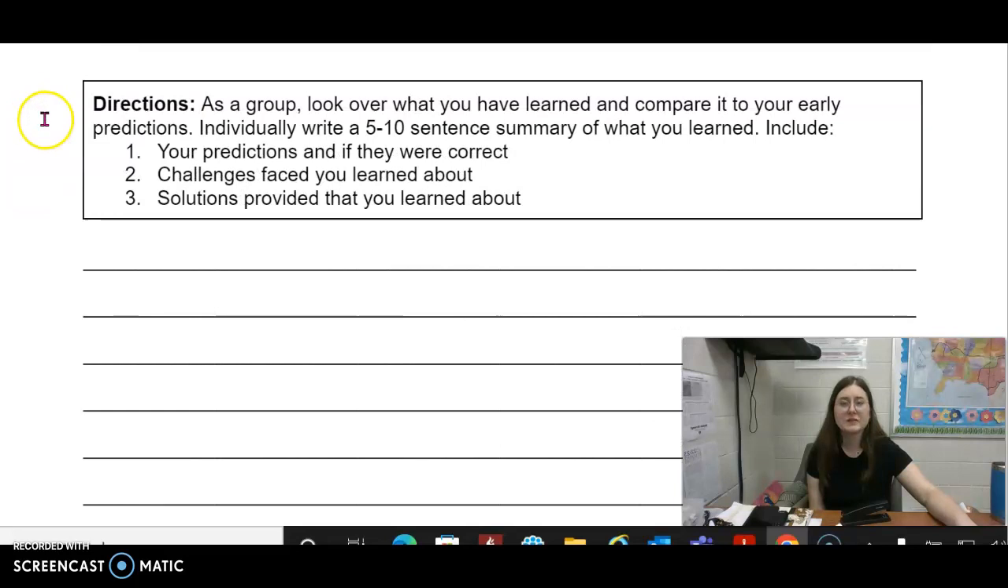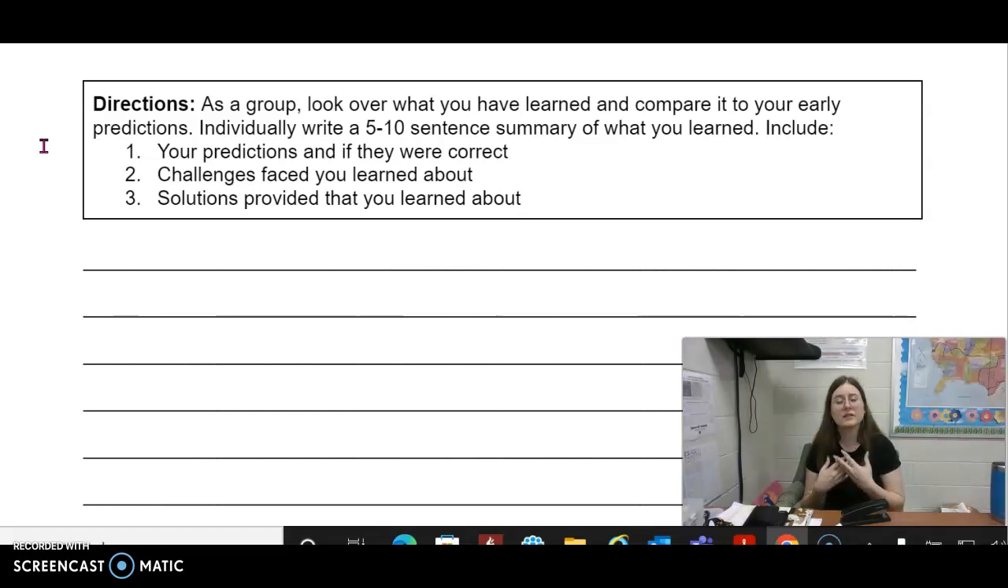And then finally, we're going to summarize this as a group. We'll also say you can make this individual if that is your preference. Look over what you've learned. Compare it to your early predictions. Individually write a 5 to 10 sentence summary of what you learned. Include your predictions and if they were correct, challenges faced that you learned about, and solutions provided that you learned about.